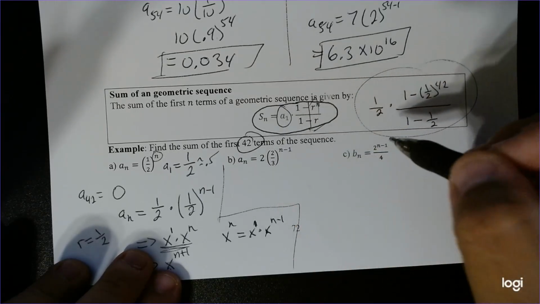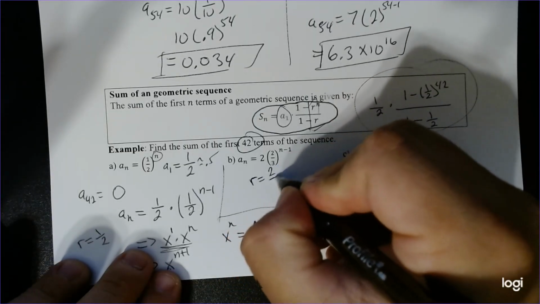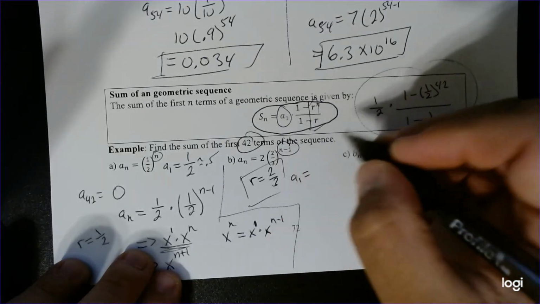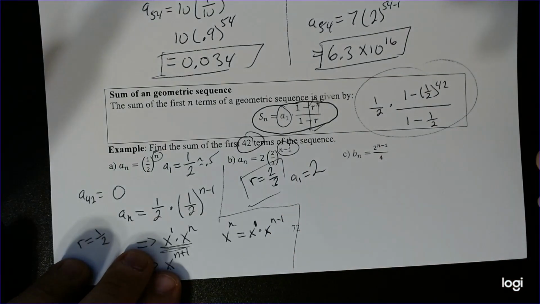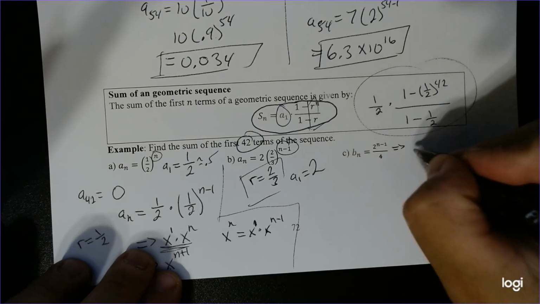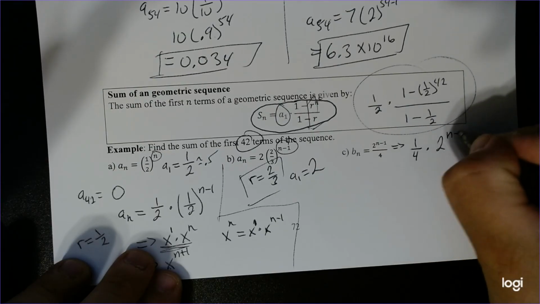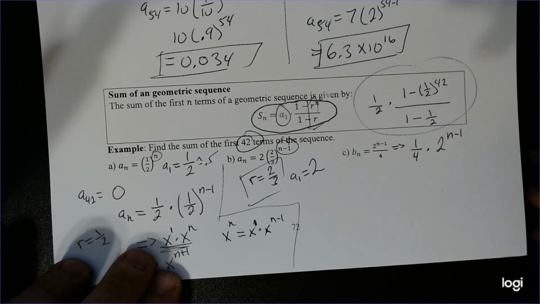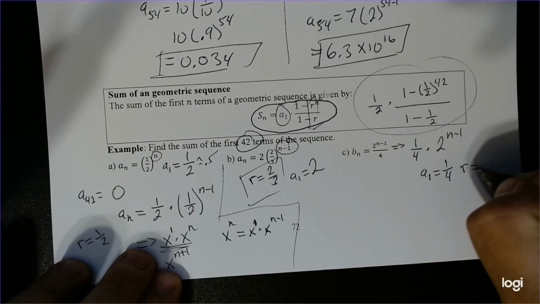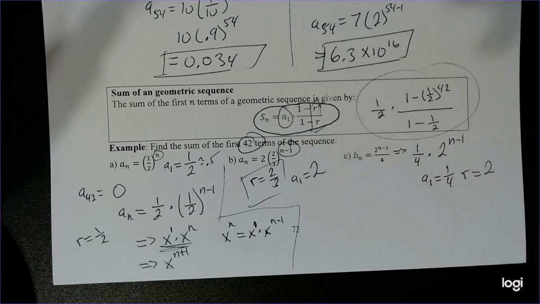And sometimes they give it to you right here. So for instance, we just plug in, so the r value is going to be 2/3 because it's already in that format. So this is our r value. And our a sub 1, we just plug in 1 and get 2. Same thing here, we're just manipulating this portion. This is the same thing as writing 1/4 times 2 raised to the n minus 1 power. So our a sub 1 would just be 1/4, and our r value would be 2 in this case. And then just plug it in to get the sum of the series.